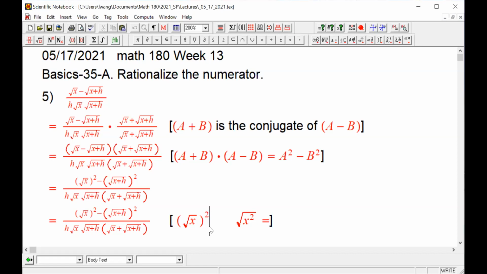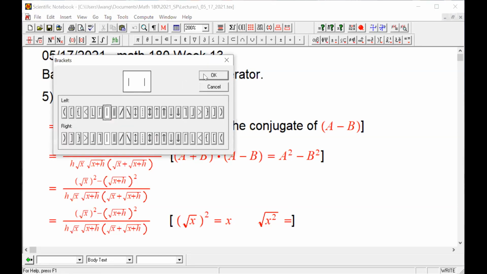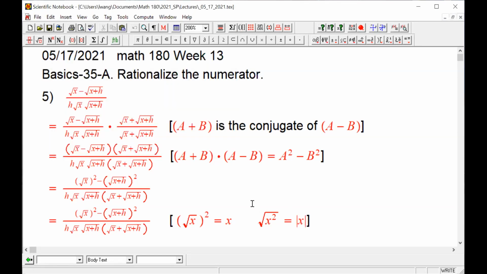It's entirely determined by the domain, right? And when we write the square root of x, that implies x has to be greater than or equal to 0. So as a result, this equals x. And the other one, the domain of the square root of x squared is all real numbers. Therefore, for this one, it's going to equal the absolute value of x.